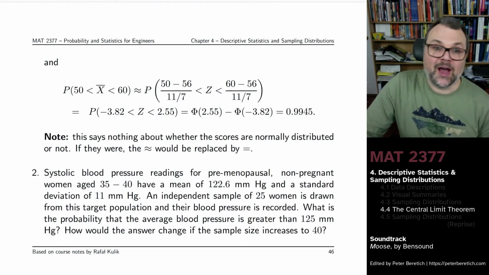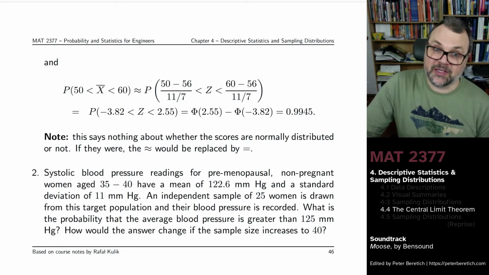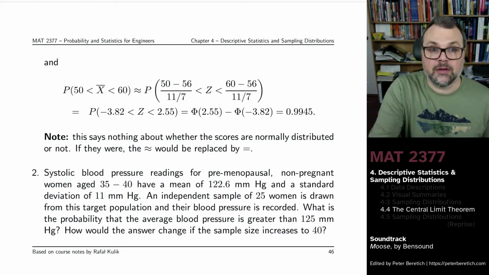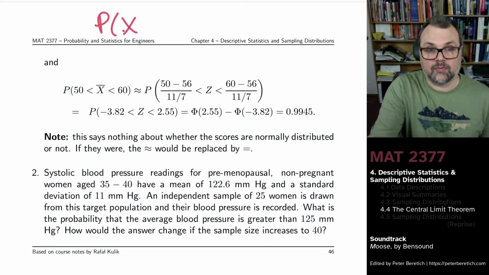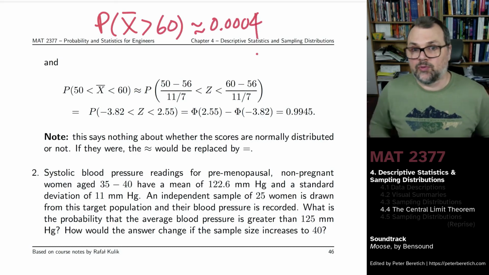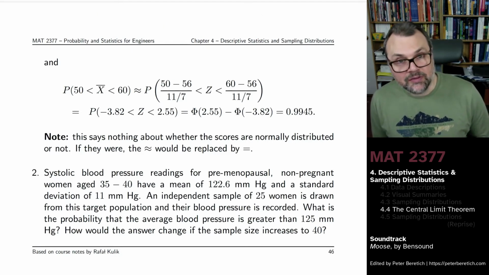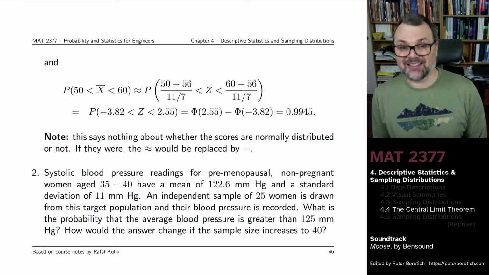99.45%. If you add the 0.0001 we had for the probability of being smaller than 50, you'll end up with the probability that it's greater than 60 being approximately equal to 0.0004. Because we don't know if the underlying scores are normally distributed or not, we have to use the approximation.